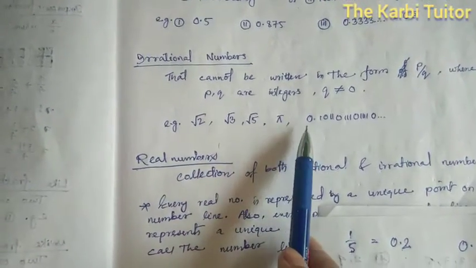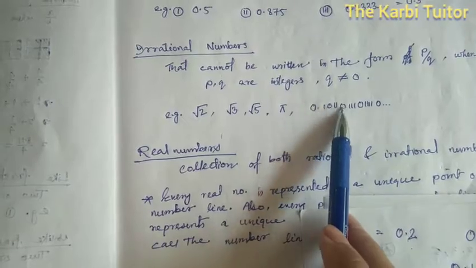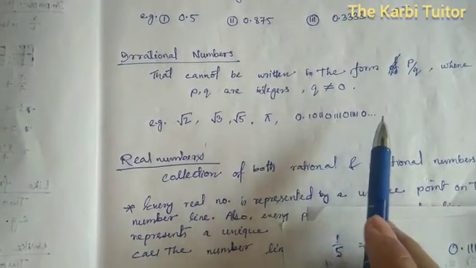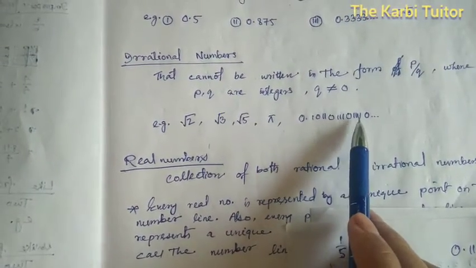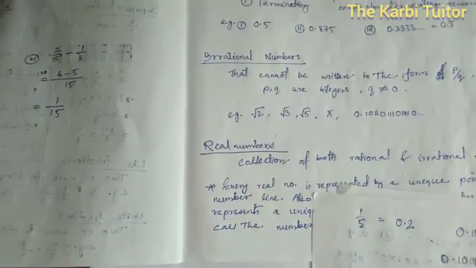In the same way pi, and 0.1011011110, okay, this is not repeating here. Number 1 is 2, 3, and then number 1 is 4. It will go on like this.